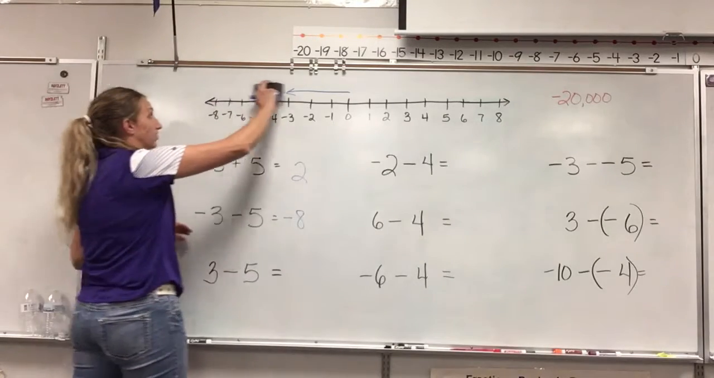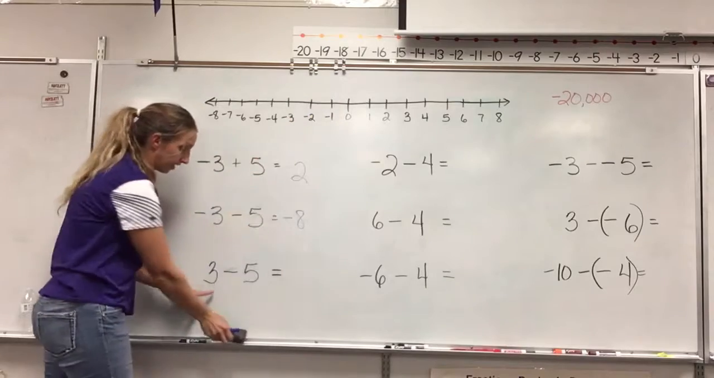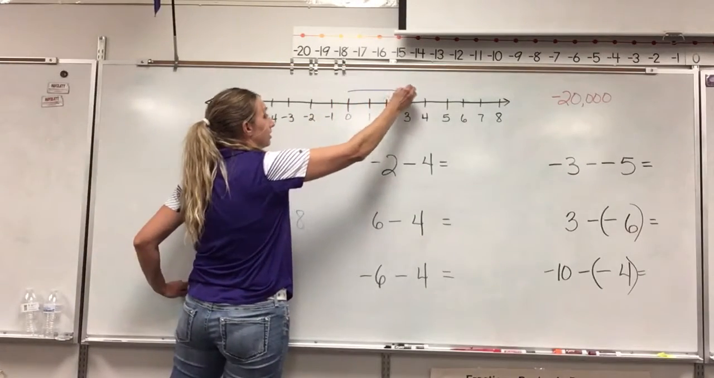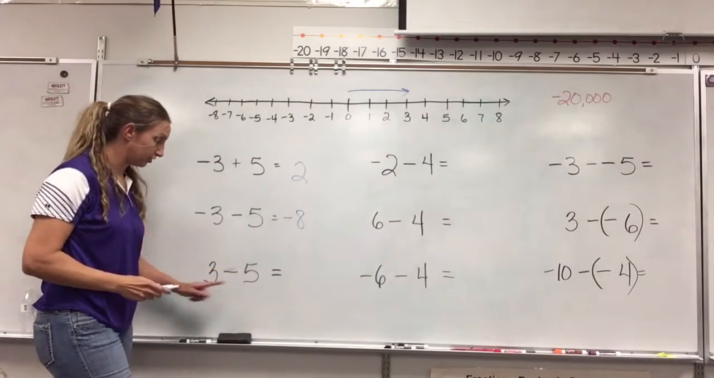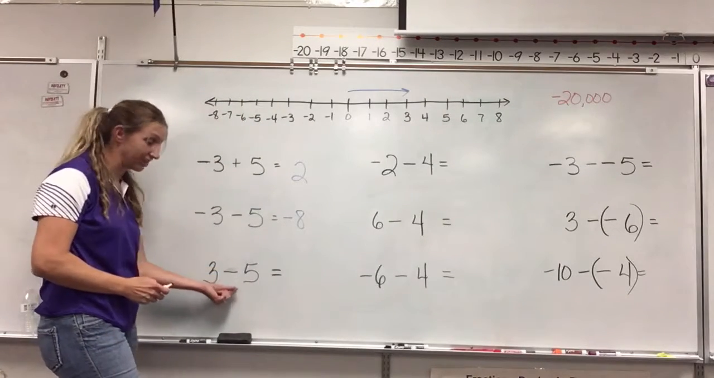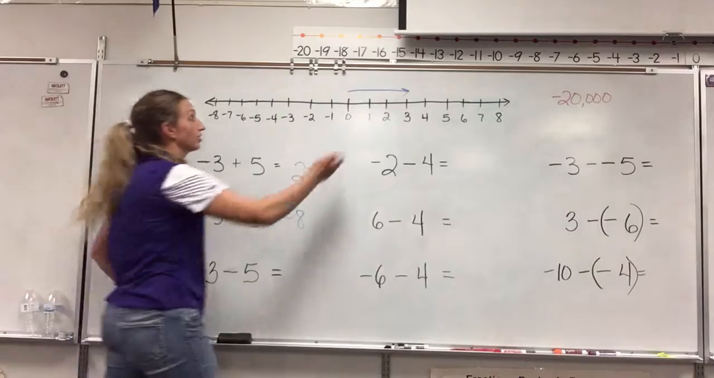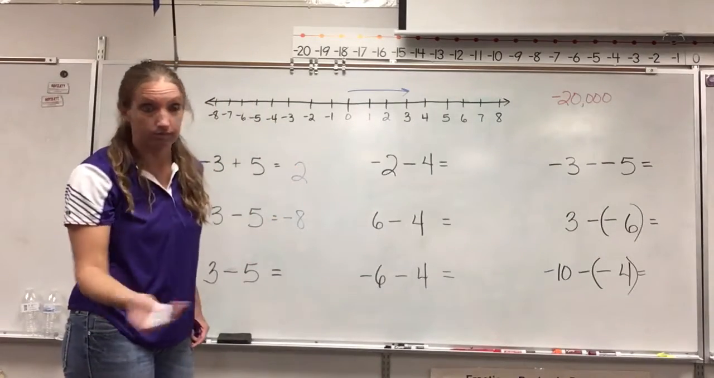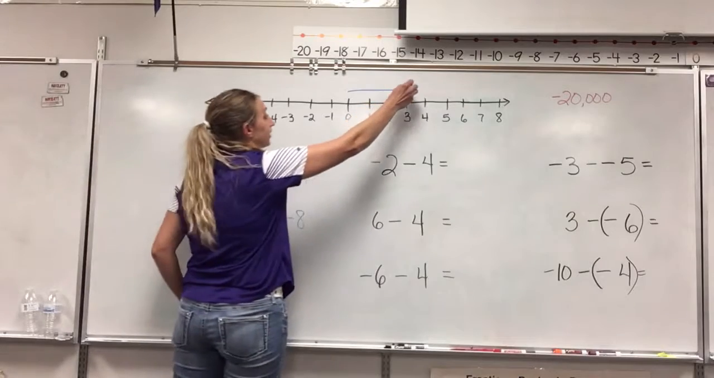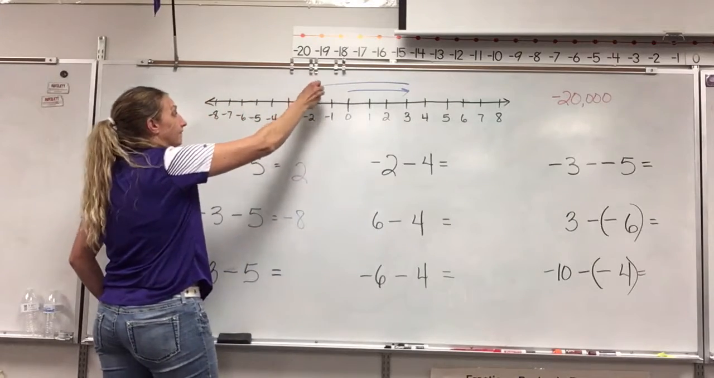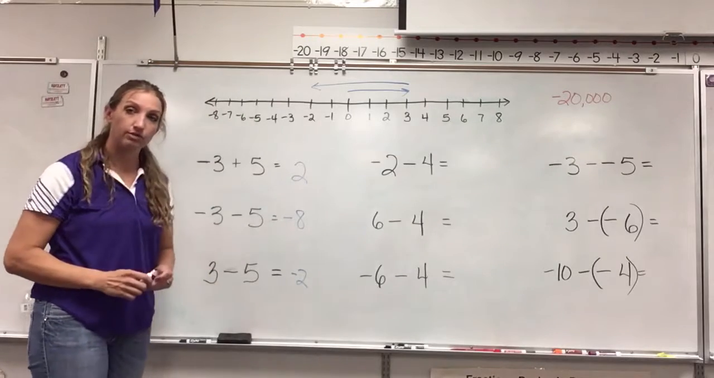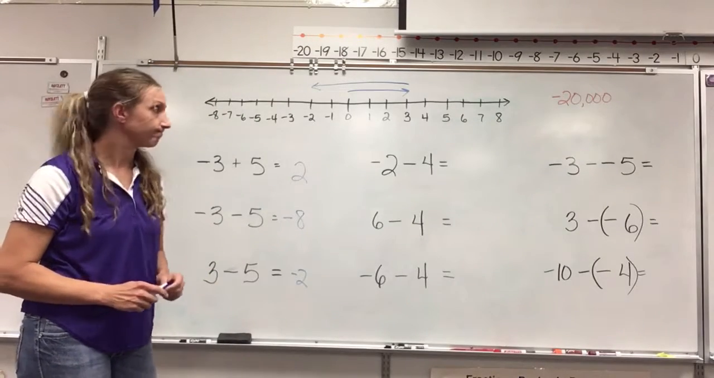On this next one, I'm at 3, take away 5. So I go to 3. And I'm going to take away 5. So it's like I had $3 and I lost $5. So I'm going to come back. Maybe I'm making bets and I'm really bad at bets. I lose them sometimes. So take away 5. And so I'm going to be at negative 2. 3 take away 5 is going to be negative 2.